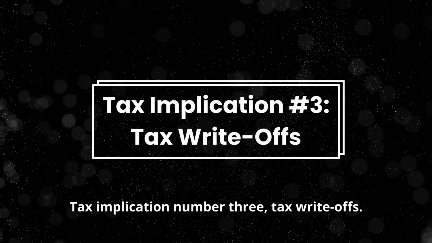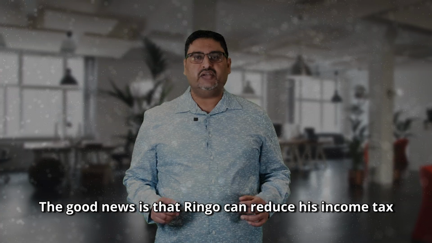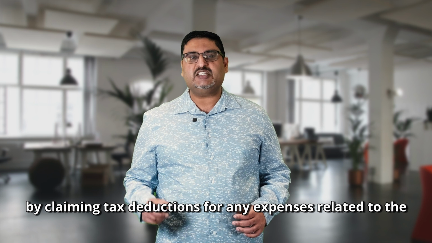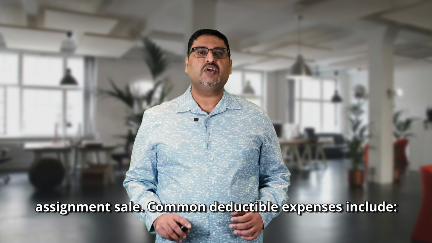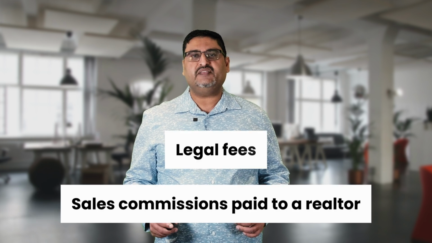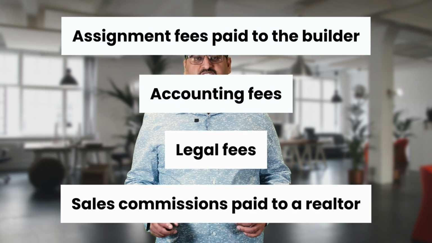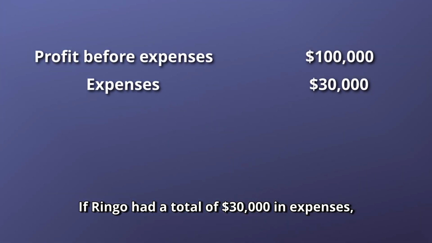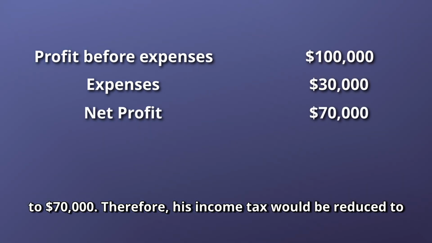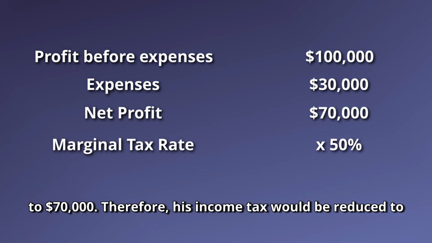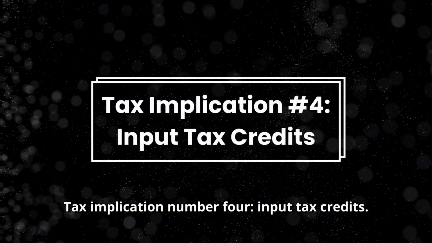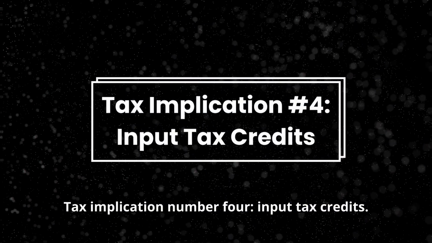Tax implication number 3, tax write-offs. The good news is that Ringo can reduce his income tax by claiming tax deductions for any expenses related to the assignment sale. Common deductible expenses include sales commissions paid to a realtor, legal fees, accounting fees, and assignment fees paid to the builder. If Ringo had a total of $30,000 in expenses, his profit would drop from $100,000 to $70,000. Therefore, his income tax would be reduced to $35,000.